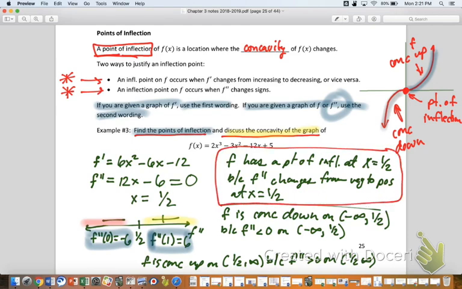If you started here where I'm putting the little asterisk, if you started there and you said f double prime changes from negative to positive at x equals 1/2, therefore f has a point of inflection at x equals 1/2? Kind of. No? So with the second part, it's f is concave down on that interval because f double prime is less than 0. If we have the first part, do we have to put because f prime is less than 0, or do you assume that because it says f prime changes from negative to positive?